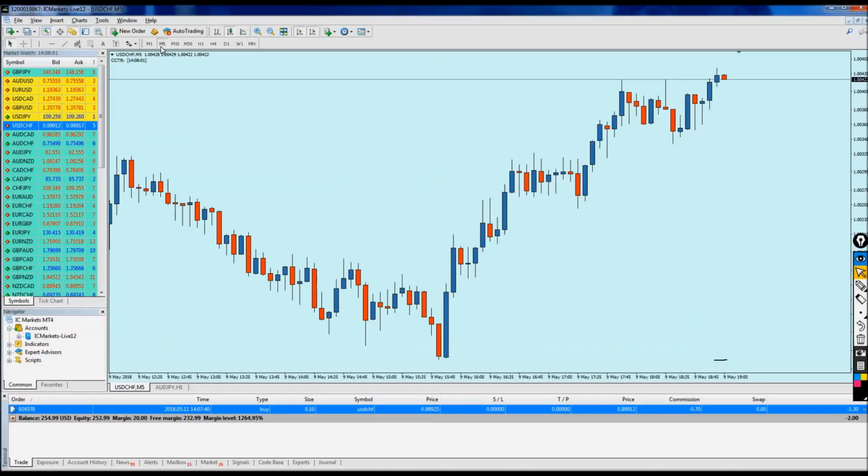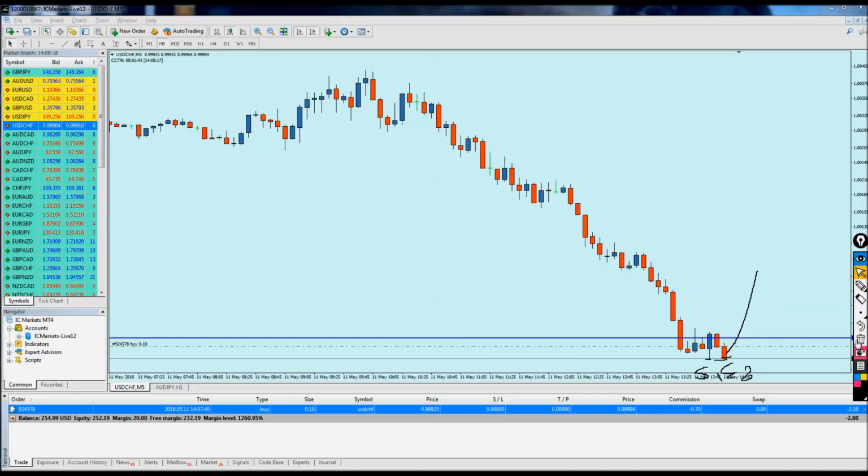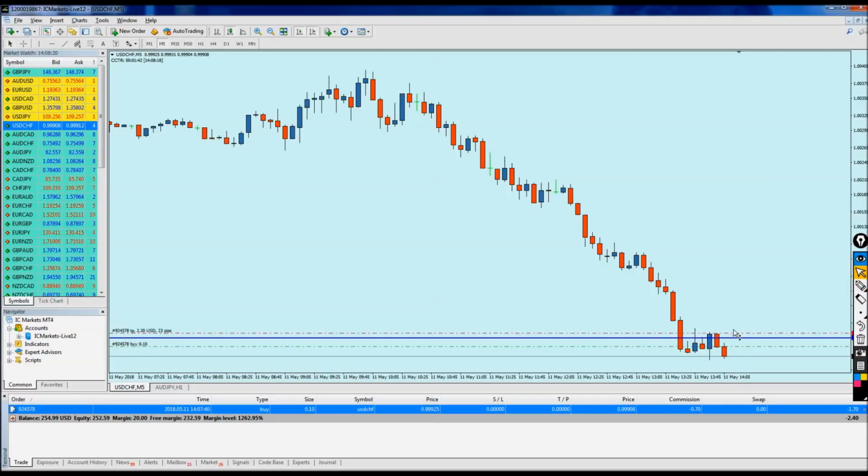Let me switch to the 5-minute chart. And yes, we can see that even on the 5-minute chart, we have here a support number 1, and now the candle went down to create support number 2. And now it should actually reverse and go up. Let me set my take profit. It will be at the nearest resistance, which is here.